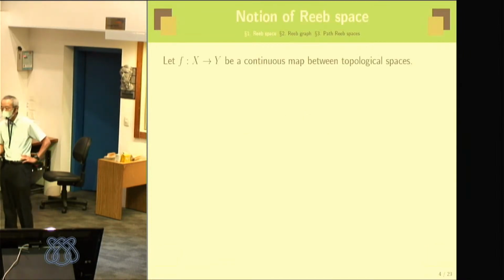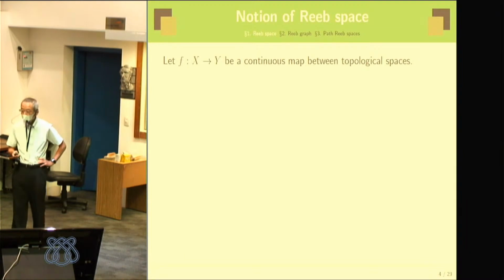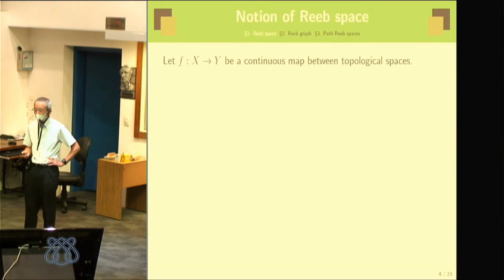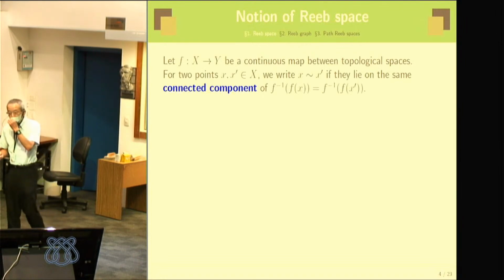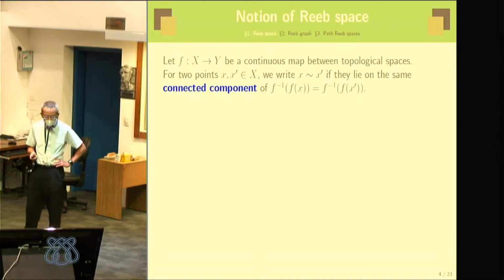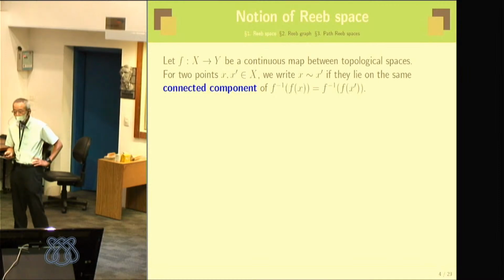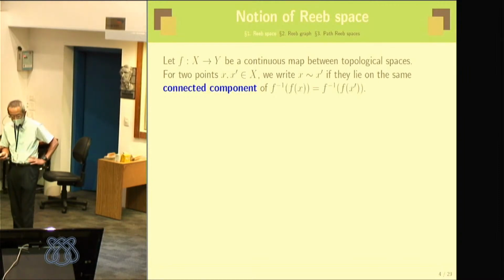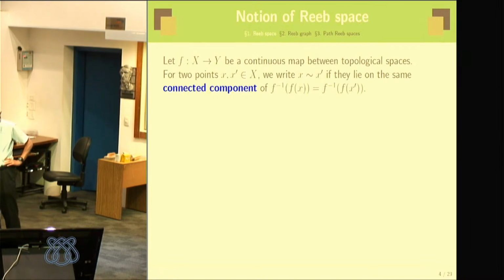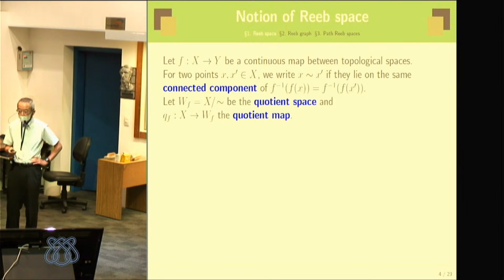So the Reeb space can be defined for any continuous map between topological spaces. So let f be a continuous map between topological spaces. And many of you know that we define a very simple equivalence relation for x. The two points, x and x prime, are equivalent if f of x is equal to f of x prime, and x and x prime lie on the same connected component of the inverse image of the same image. And then this is an equivalence relation.